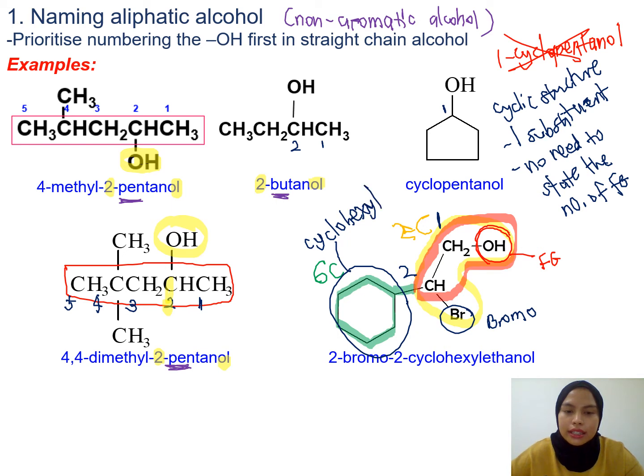Okay, and then bila you kena susun nama tu ikut alphabet order, so you kenalah susun B dulu, barulah C. Okay, so jadilah dia, since that B ni berada pada kedudukan 2, cyclohexyl ni pun berada pada kedudukan kedua, so you can name it B dulu baru C, so 2-bromo-2-cyclohexylethanol. Okay.